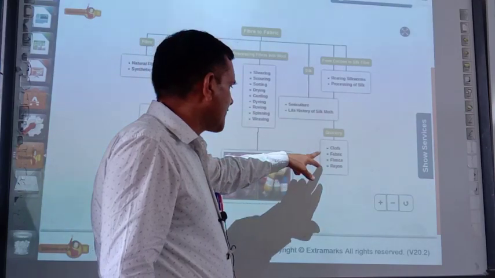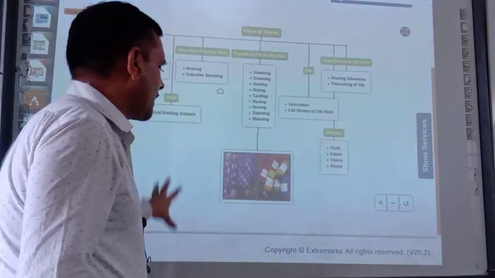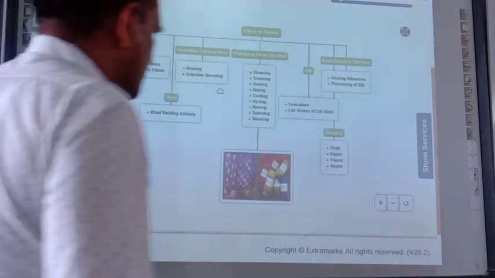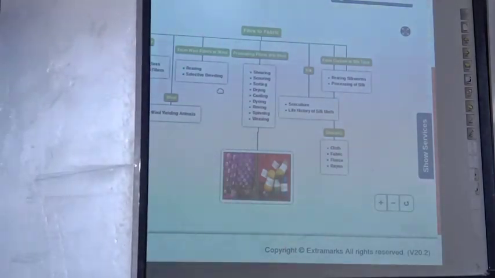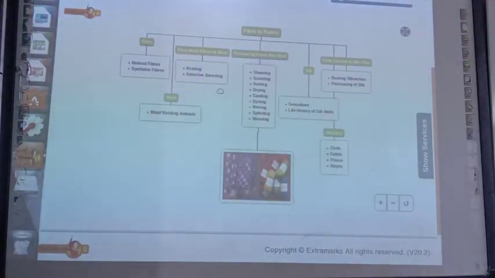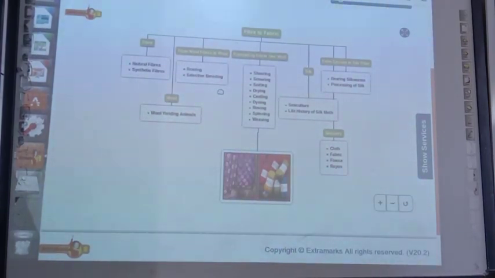Now glossary: cloth, fabric, fleece, rayon. These are the components of this chapter, and one by one we will deal with all these things. Okay, so just see here the life history of the silk moth is also there. That would be a very interesting topic, because Karnataka is the largest producer of silk, and the rearing of silk moth is taking place at maximum pace here in Karnataka. So we'll do all those things, we'll explain everything to you.